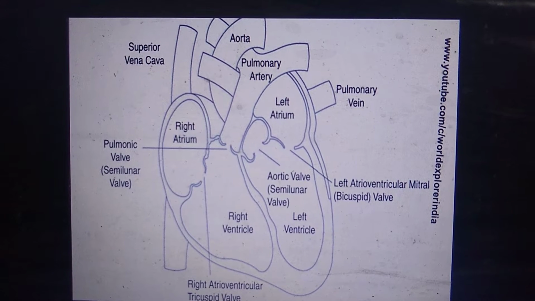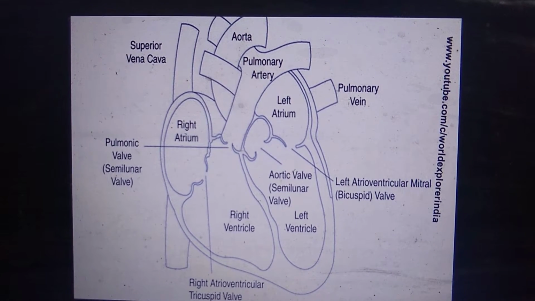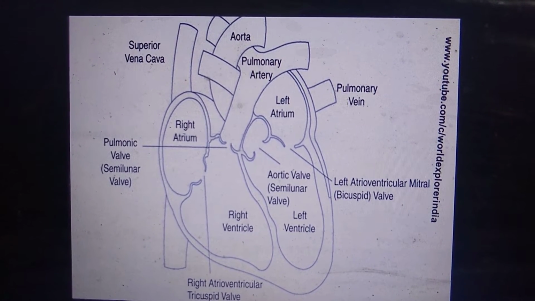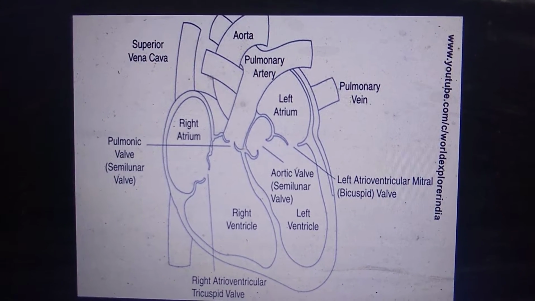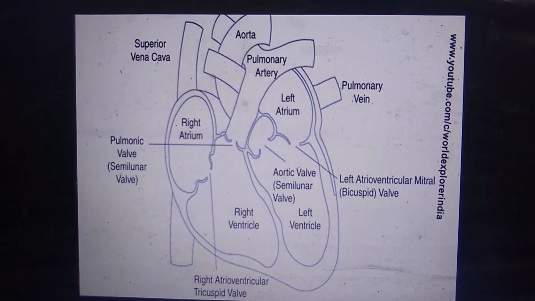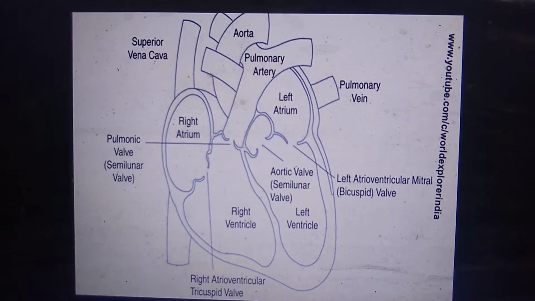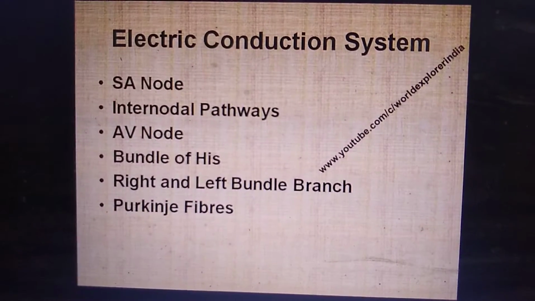And next thing is, the heart is the structural organ of the body which is circulating the blood with the help of blood vessels. So what are the blood vessels? Blood vessels are arteries and veins.